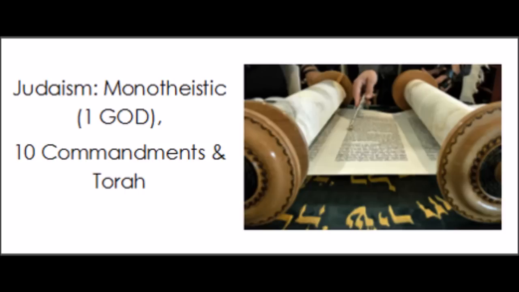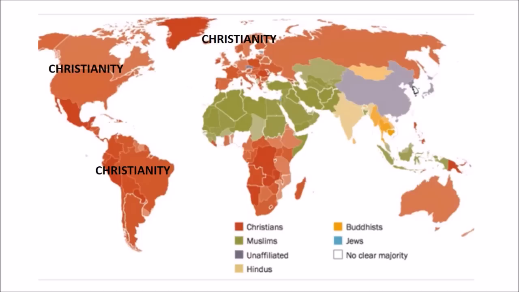You need to know the locations of these religions in modern day. Christianity is in Europe and the Americas, Judaism, North America and Israel, Islam, North Africa, Middle East, Southeast Asia, Hinduism in India, and Buddhism in China.